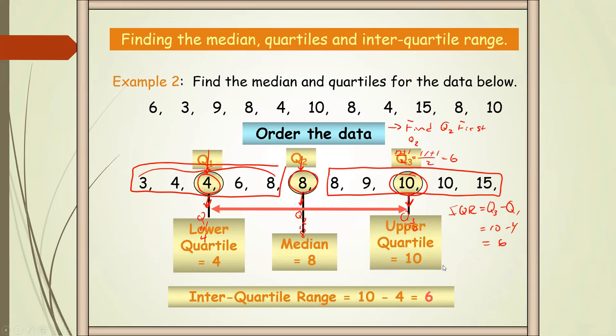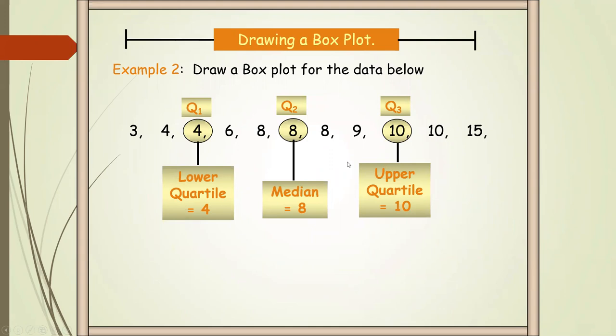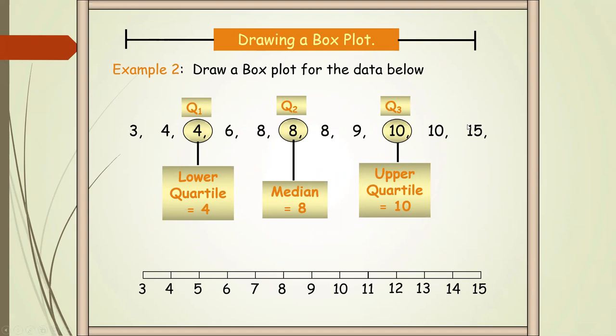All right, but now let's draw the box plot for this. So you're gonna draw your number line. Okay, the lowest value in this data set was 3, the highest was 15. So you're gonna go to your first quartile, Q1. You're gonna go to your third quartile, which was 10. You're gonna draw the box from Q1 to Q3 here. You're gonna draw where the median is inside. Another vertical line that represents the median, so that's Q2.